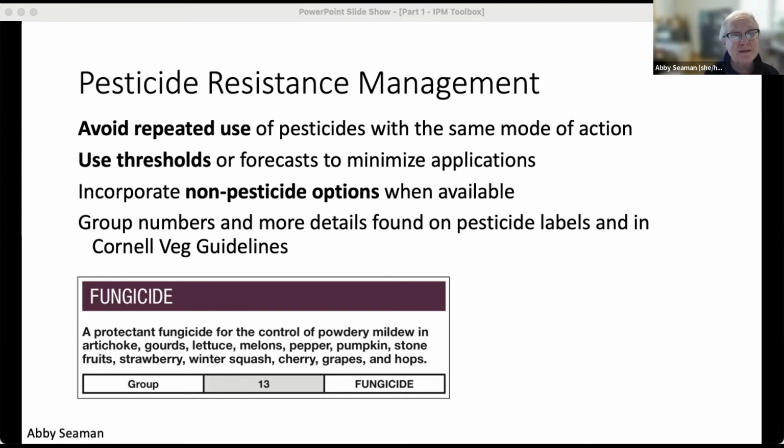Using thresholds or forecasts to minimize your applications is another tool for managing pesticide resistance. The less pressure in terms of number of applications that you put on your population of weeds, insects, or diseases will minimize what they call selection pressure for the resistant populations. If you can use a non-pesticide option, that's another way to reduce the number of pesticide applications that you apply, and again, reduce the selection pressure on your pest populations.